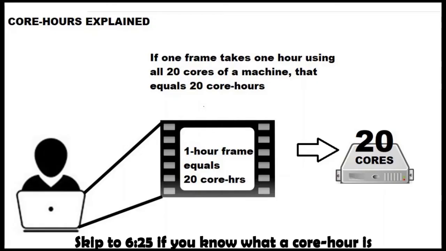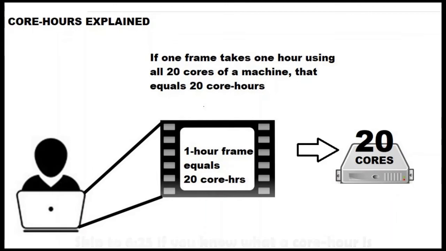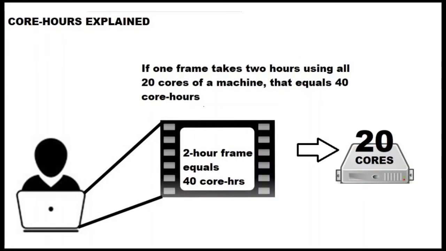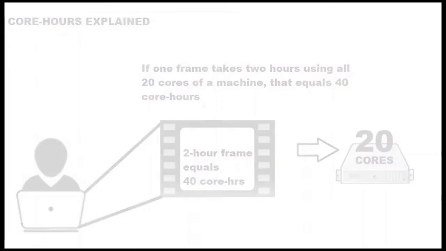So the core hour is a base unit of measurement. It goes like this. Let's imagine you have a machine with 20 cores on it, and you decide to put a frame on that machine to render, and you're going to give it all 20 cores of that machine, and it renders, and it only takes 1 hour. Well, that means that frame cost you in your studio 20 core hours, meaning it took 20 cores over an hour. So the math starts to bake out. Like if it took 2 hours to do that same frame, well, then it took 40 core hours because it now took 2 hours on a 20 core machine.